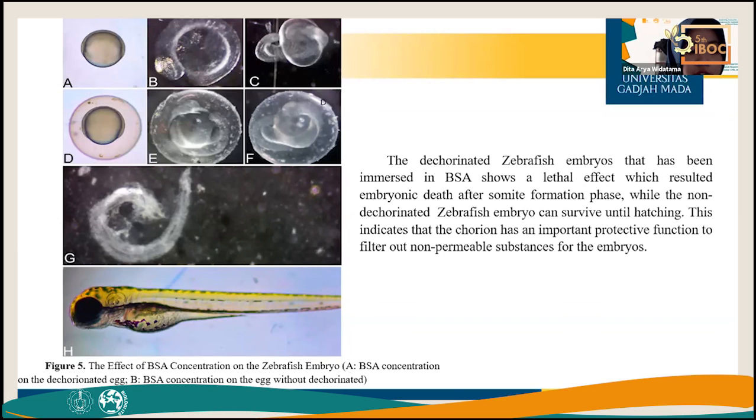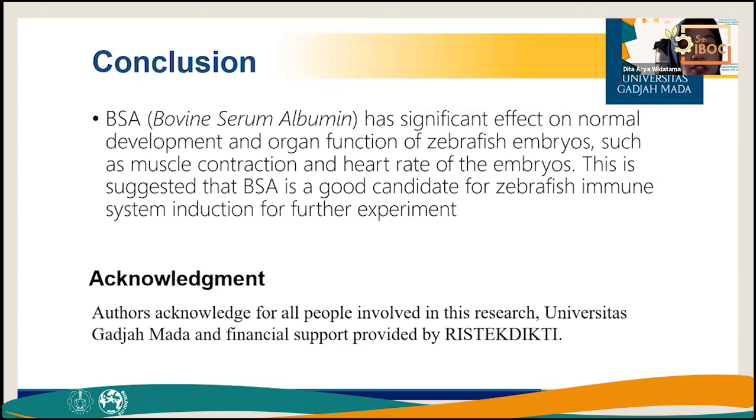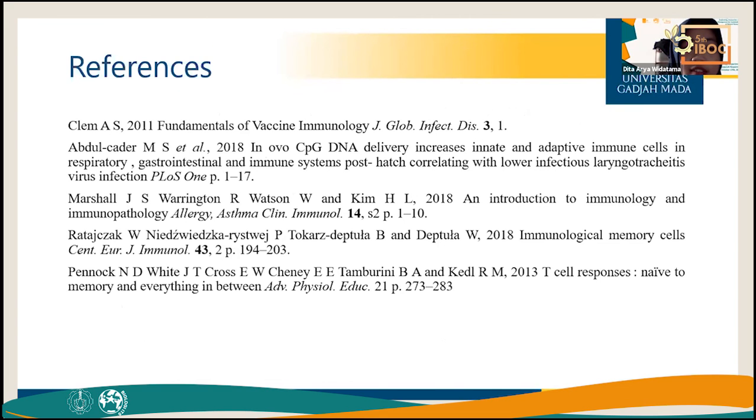Figure 5 shows the effect of BSA concentration on zebrafish embryo on the decorionated egg. The conclusion is that BSA, or bovine serum albumin, has a significant effect on normal development and organ function of zebrafish embryo, such as muscle contraction and heart rate of the embryo. This suggests that BSA is a good candidate for zebrafish immune system induction for further experiments. This is my reference. Thank you.